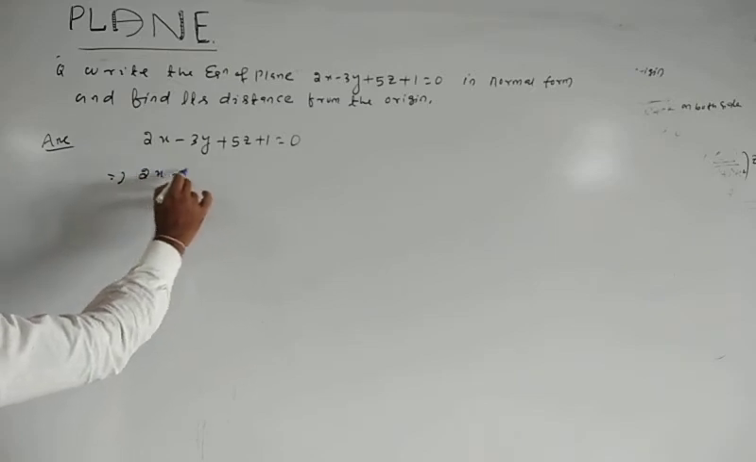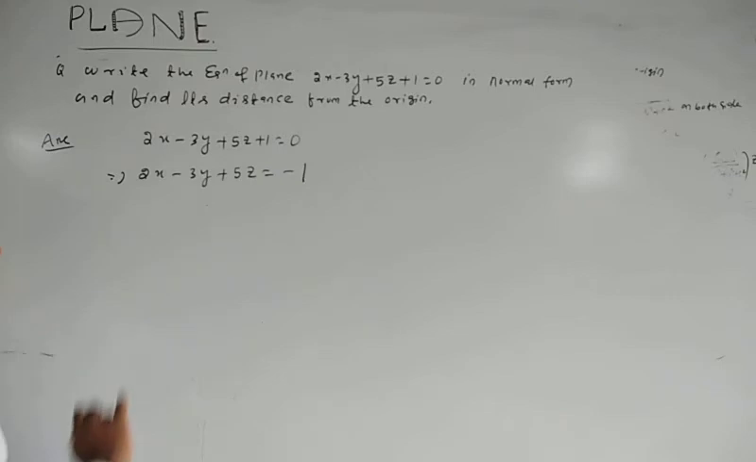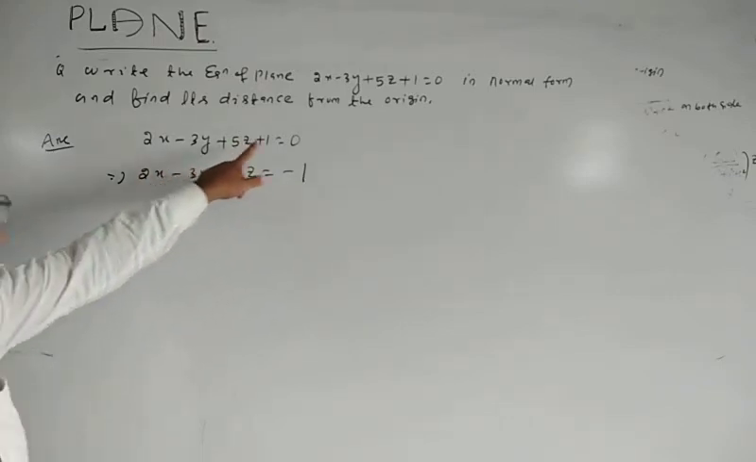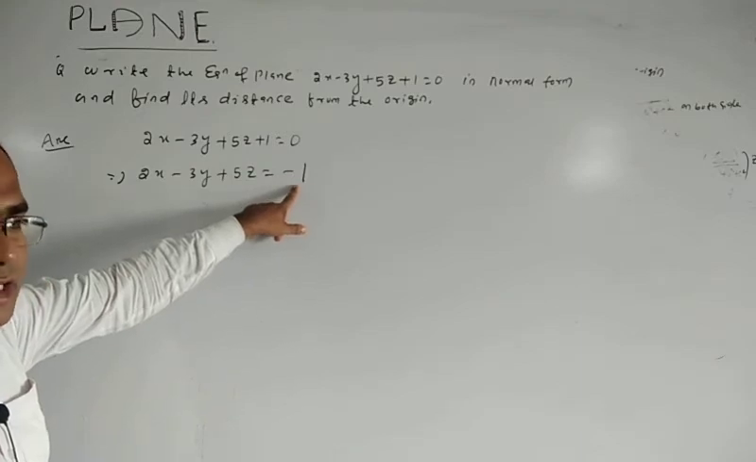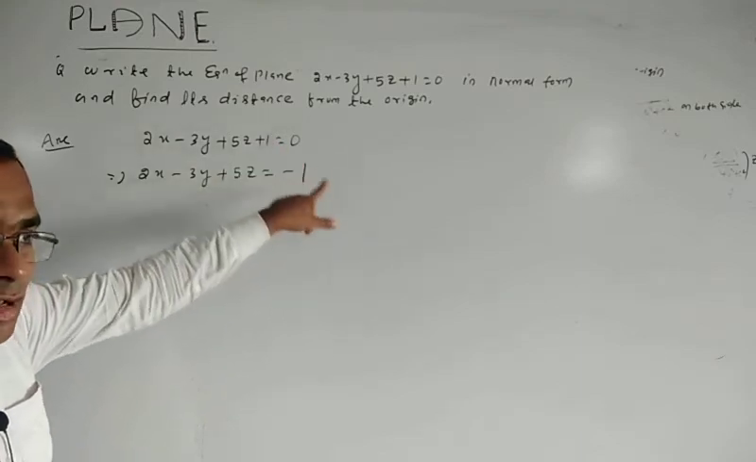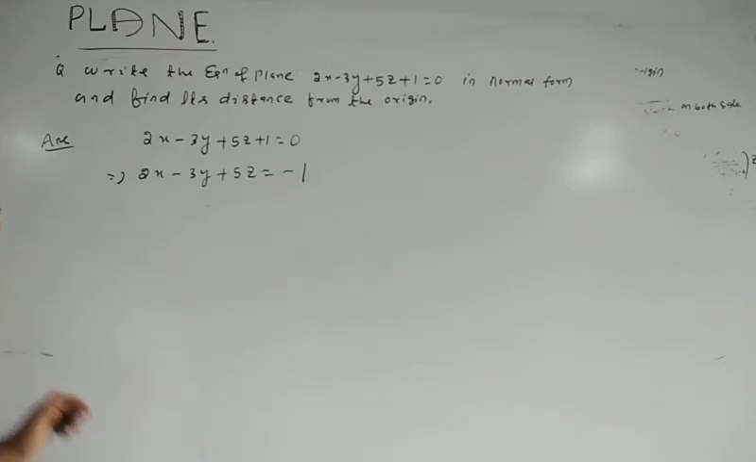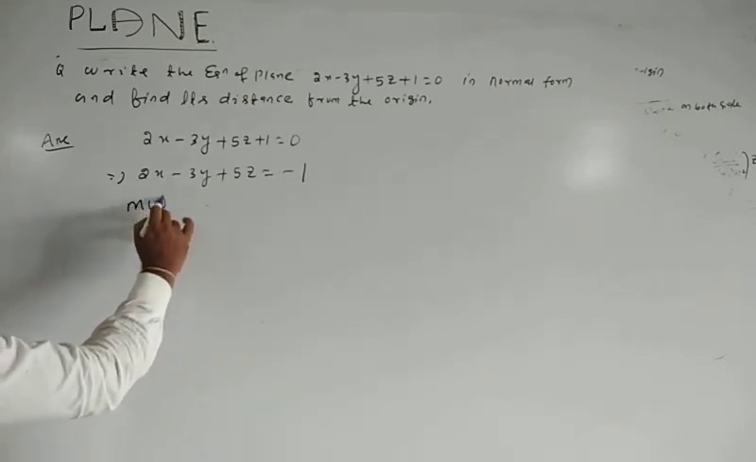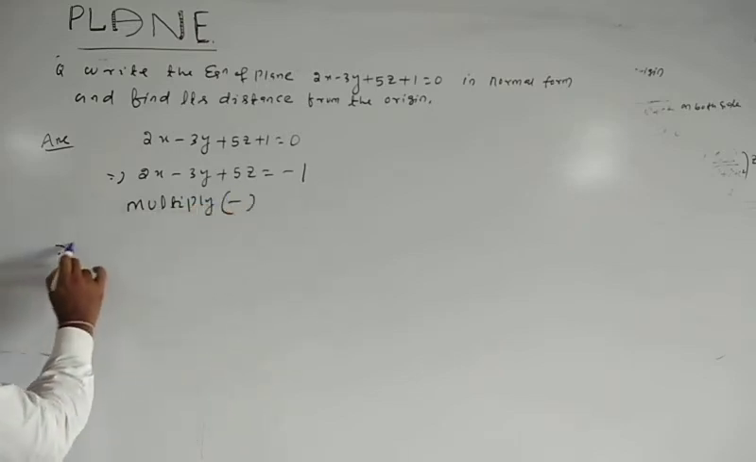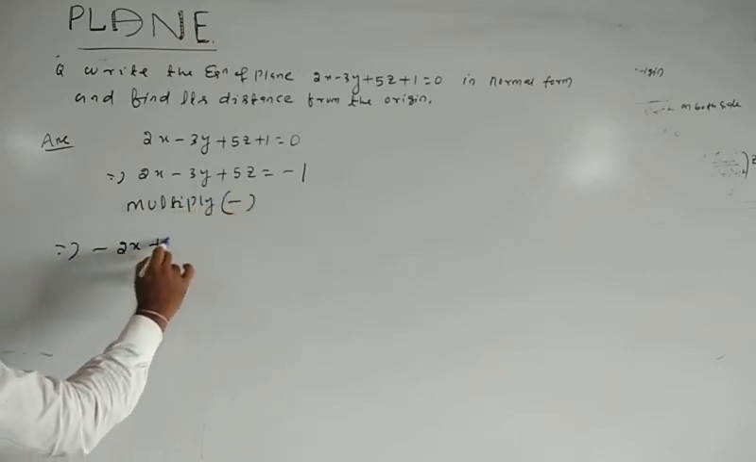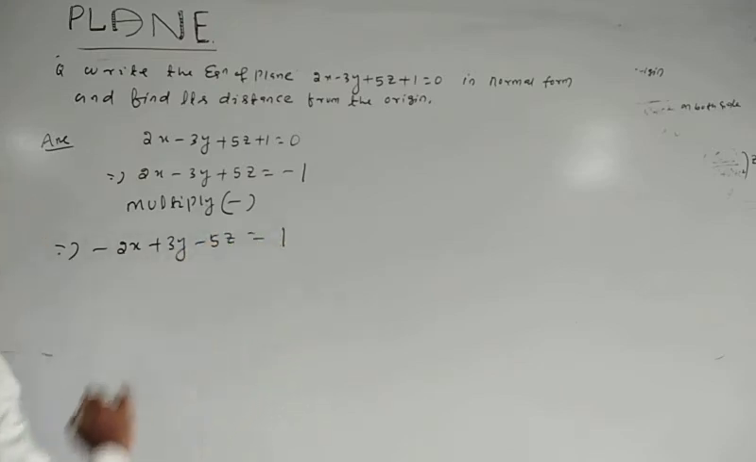So 2x minus 3y plus 5z is equal to minus 1. Here the right side term is negative. If the right side term is negative, then to make it positive we multiply by the minus sign. So here multiply minus on both sides. So minus 2x plus 3y minus 5z is equal to plus 1.